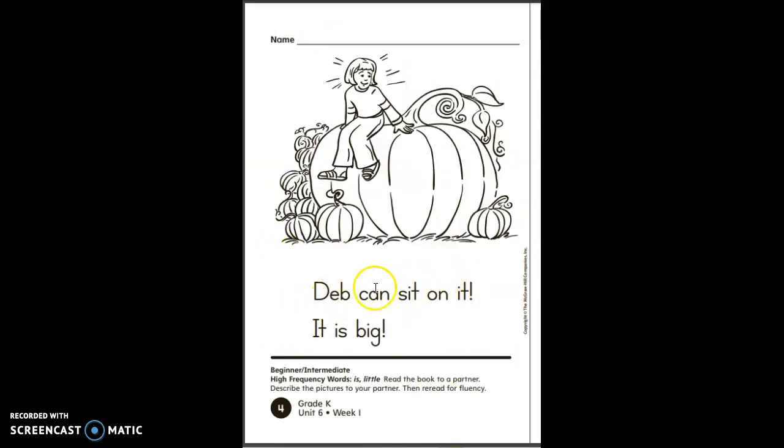Deb can sit on it. It is big. And we can see in the picture that the author is telling us about the pumpkin, because the pumpkin is really big and Deb is sitting on the pumpkin.